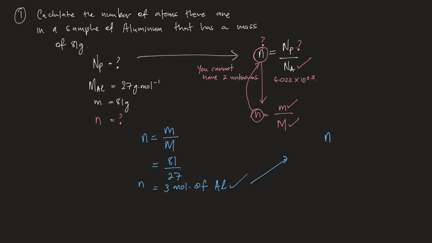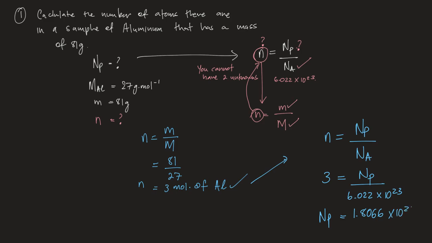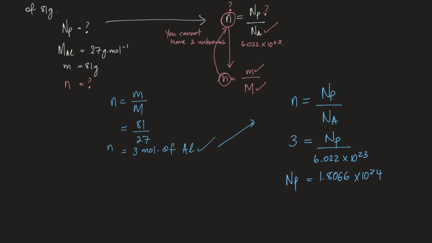Now I need to take this value and put it into my second formula. So this is going to go N is equal to NP over NA. The N we've got is 3, which is equal to NP, which we're looking for, over NA, which is 6.022 times 10 to the power of 23. And NP is then equal to, and you just pop the whole thing into your calculator, 3 times whatever the case is, right? And you should get 1.8066 times 10 to the power of 24 particles.